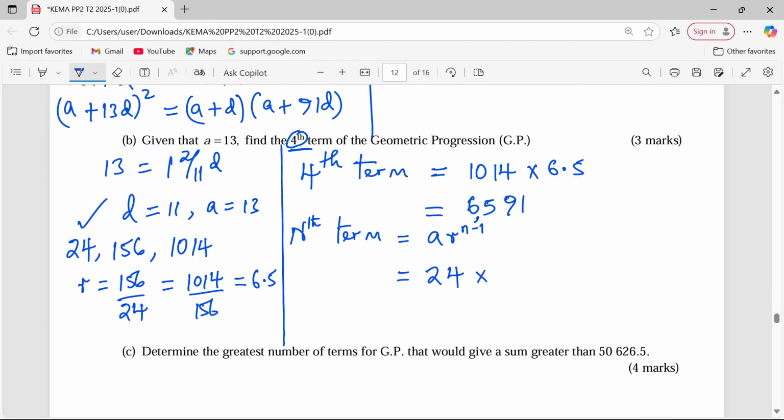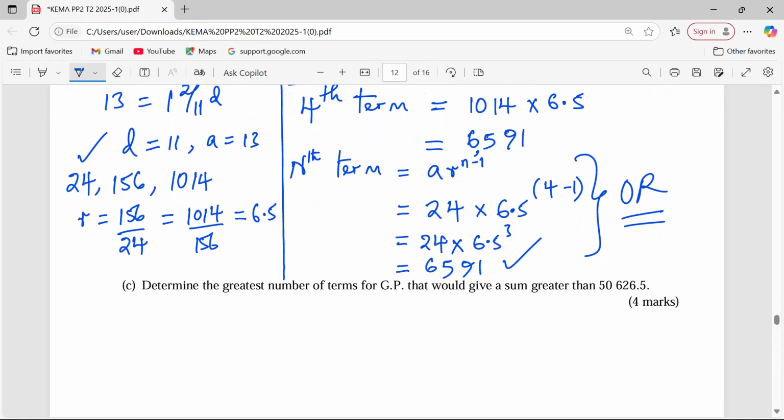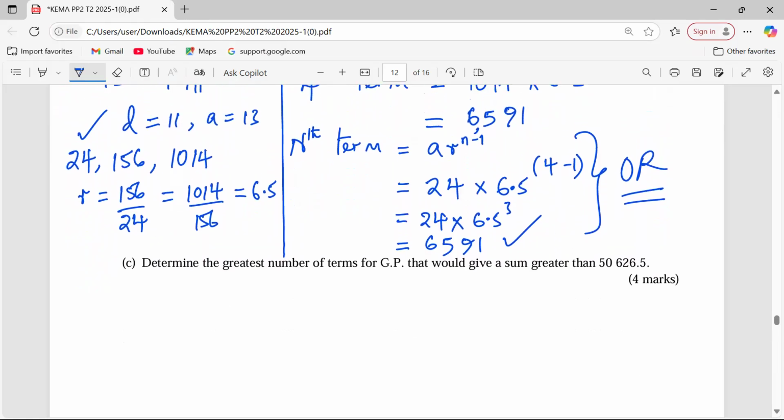Then R, which is 6.5, should be raised to the power n minus 1. We need the fourth term that way. So 24 should be multiplied by 6.5 raised to power 3. And this can be given as 24 multiplied by 6.5 cubed, giving me 6591. So it's good for you to know the formula. So this is a second approach, alternatively. A learner can still approach it that way, and you find yourself with the right answer.